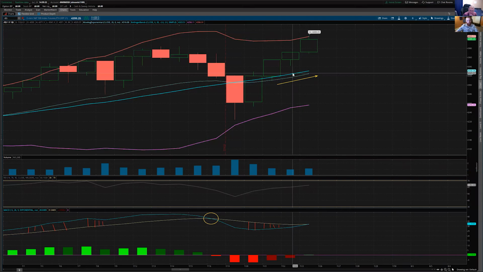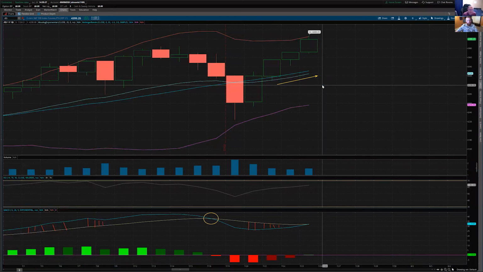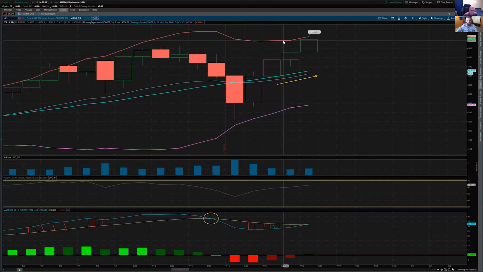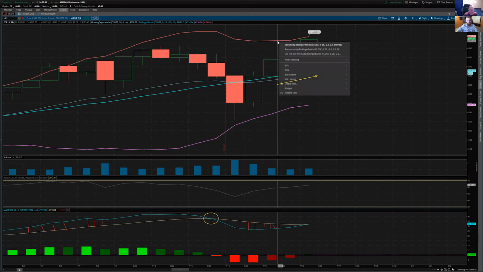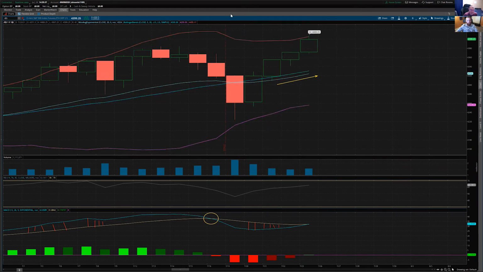Now, when we're looking at the Bollinger Bands, a lot of people don't look at the 1 deviation mark. So actually, before I even go into that, let me show you what it would look like on a day trade.